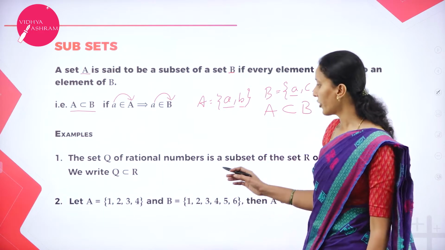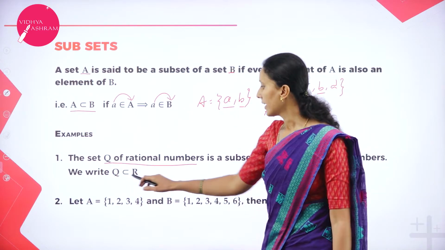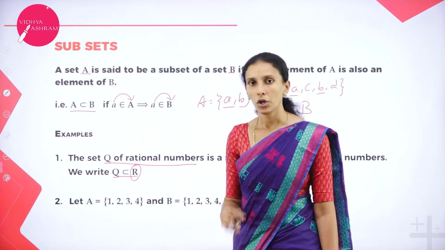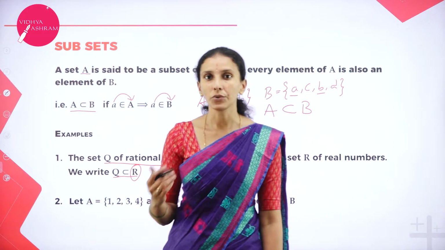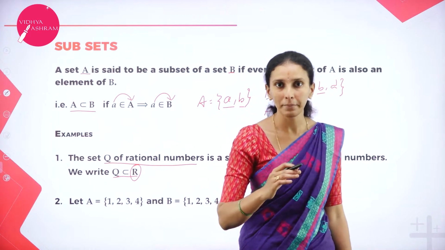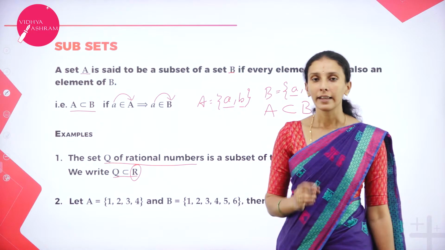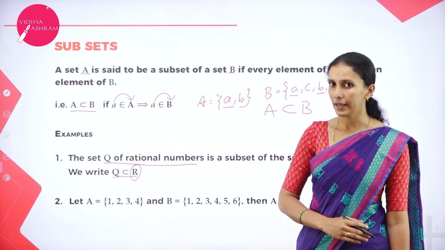One more example, a general example I have taken here. The set of rational numbers is a subset of real numbers. We know that real numbers are the union of rational and irrational numbers. So therefore, all rational numbers are nothing but real numbers. Therefore, rational numbers are a subset of real numbers.